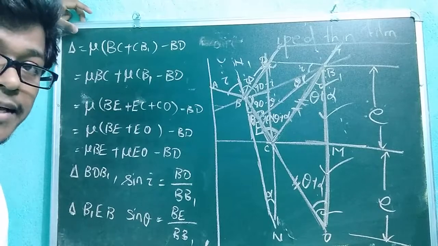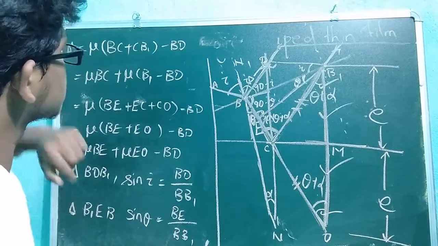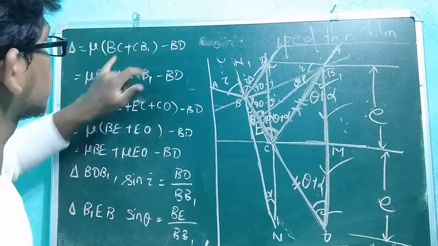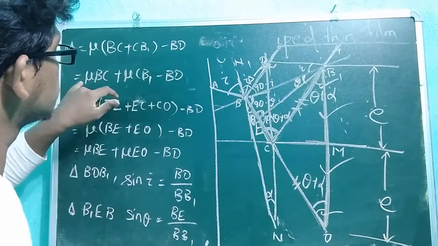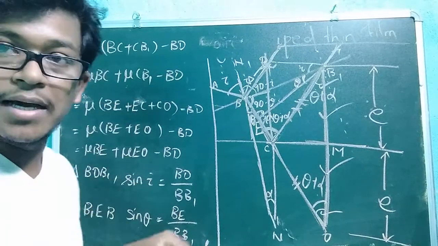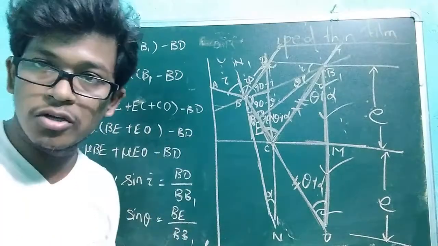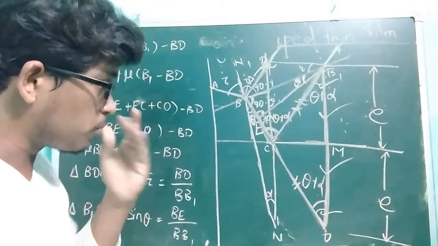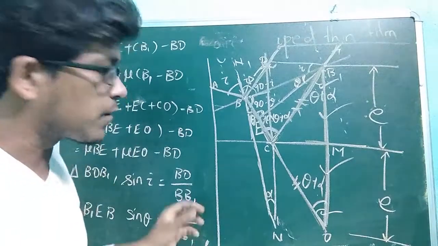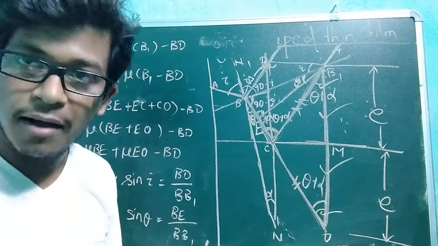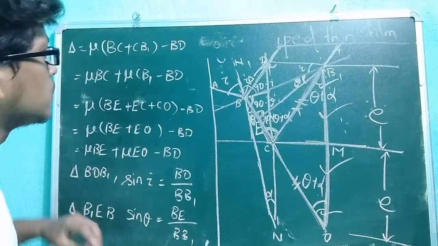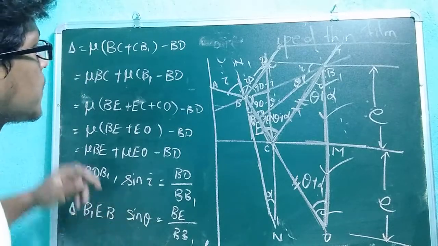I got the expression including the refractive index. Now simply I multiplied the refractive index mu with both the terms, mu BC. Actually guys, I am reading all these things and then explaining, else I would need to make videos of 1 hour like that. So better I will do this. You can write in the note paper, then you see how I am telling. You can notice my speaking.